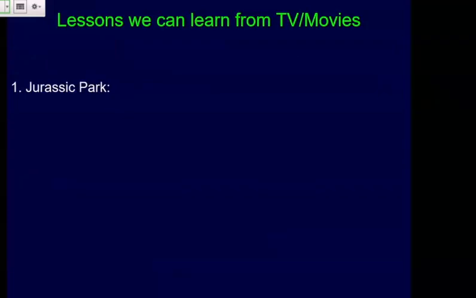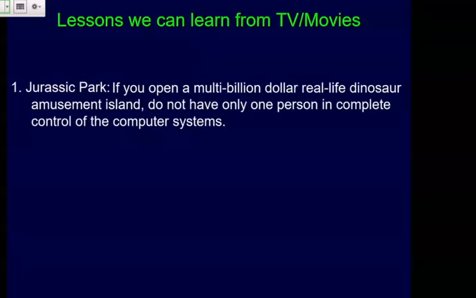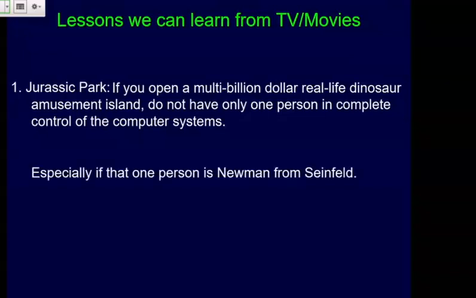Okay, and finally, Jurassic Park. So I'm kind of dating myself. Who's seen the original Jurassic Park? Is it kind of like most of us, or am I just an old guy? Okay, so this is another one. I love this movie. I've thought a lot about the message they're trying to tell us, and this is what I really get out of it. So if you open a multi-billion-dollar real-life dinosaur park, don't only have one person in charge of all the IT. Okay, that's sort of the lesson, especially if that one person is Newman from Seinfeld, right? You're just going to set yourself up for trouble.